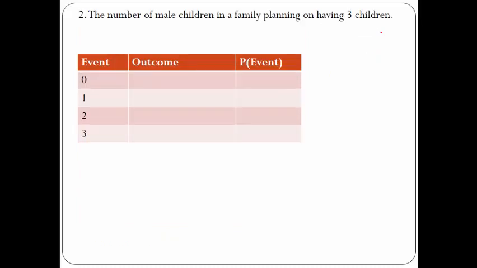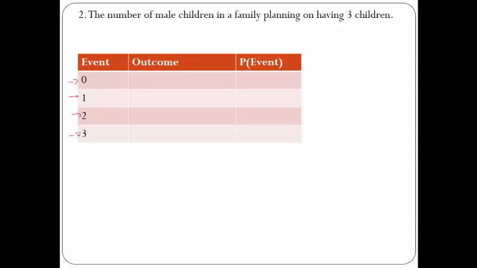Another quick example that's in your note packet. Let's say a family's going to have 3 kids, and you'd like to see, well, how many boys could they have? Well, there are 4 possible outcomes. They could have 0 boys, 1 boy, 2 boys, or 3 boys. Are they all as likely? The answer to that is no.